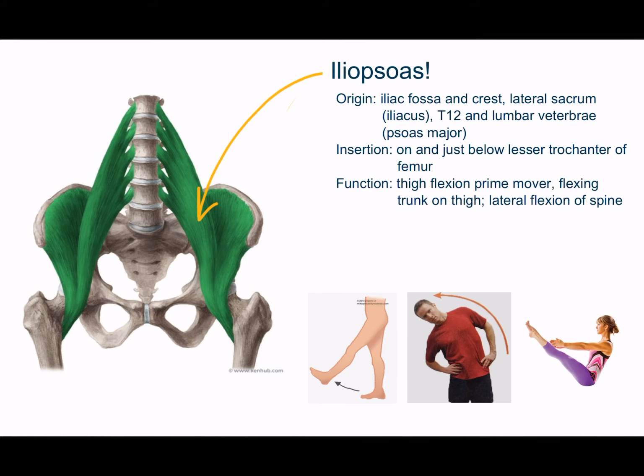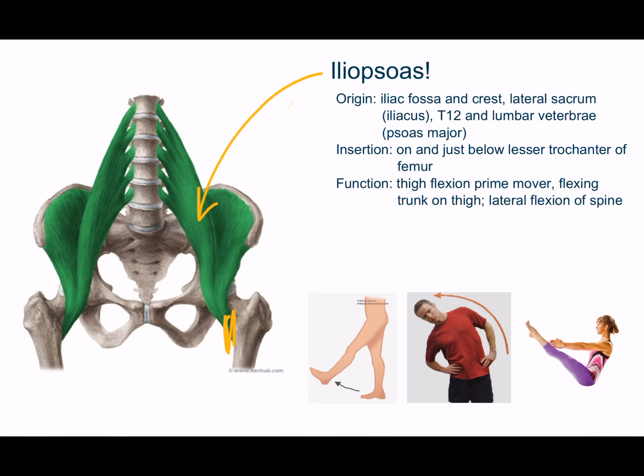So there's the iliopsoas, which is how I learned it, but I don't know if that's right. It originates on the iliac fossa and crest in the lateral sacrum. That's for the iliacus, which is one of the two muscles that make it up. T12 and lumbar vertebrae is where the psoas major originates. They both insert on and just below the lesser trochanter of the femur. So right here, you'll see it on the skeletal model.